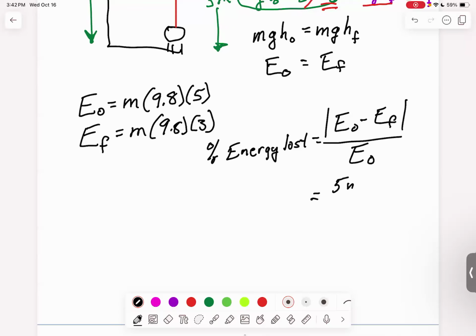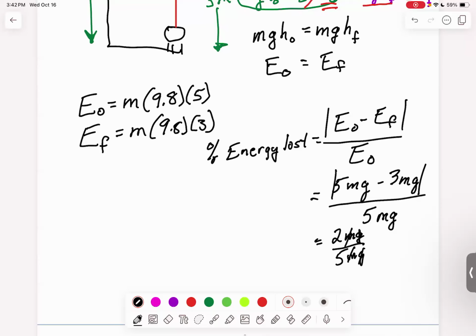So how about 5 times mg minus 3 times mg, all divided by 5 times mg. And then we can clean this up. On the top, we get 2 mg. On the bottom, we get 5 mg. The g's cancel out. The masses cancel out. We get 0.4 or 40%. Okay, so there's a 40% energy loss in this scenario.